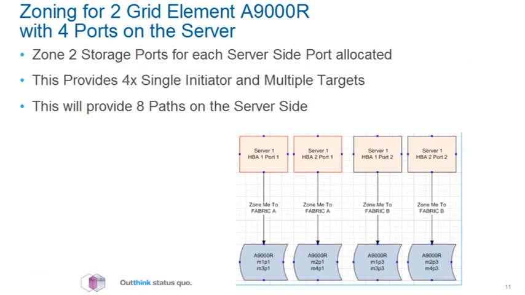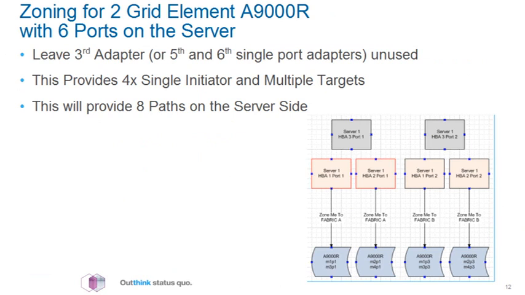Slide 12. 2-grid element A9000R with 4 ports on the server. So again, the diagram on the lower right-hand side provides you a logical layout and shows you how you're supposed to configure these from a zoning level. Again, 8 paths are provided.